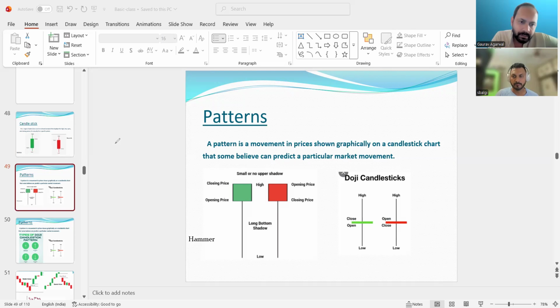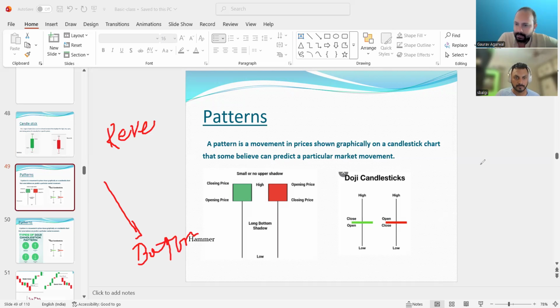So I was talking about hammer. This is basically a reversal pattern. It means if we are in a downtrend, then we can predict the bottom, and if we are at the top, then we can predict the top here. If any of these four candles or hammers are formed at the bottom, then we may see a reversal from here. And if any of these four candles are formed at the top, then we may see a downside from there.